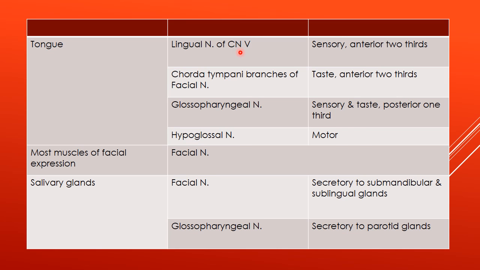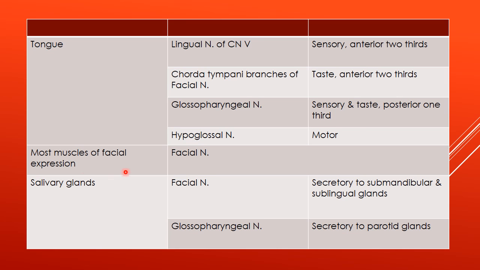The tongue is innervated by four types of nerves. The lingual nerve of cranial nerve 5 provides sensory innervation to the anterior two-thirds of the tongue, while taste sensation is provided by the chorda tympani branches of cranial nerve 7. Both sensory and taste innervation of the posterior one-third of the tongue is provided by the glossopharyngeal nerve or cranial nerve 9. The muscles that move and change the shape of the tongue are innervated by the hypoglossal nerve.